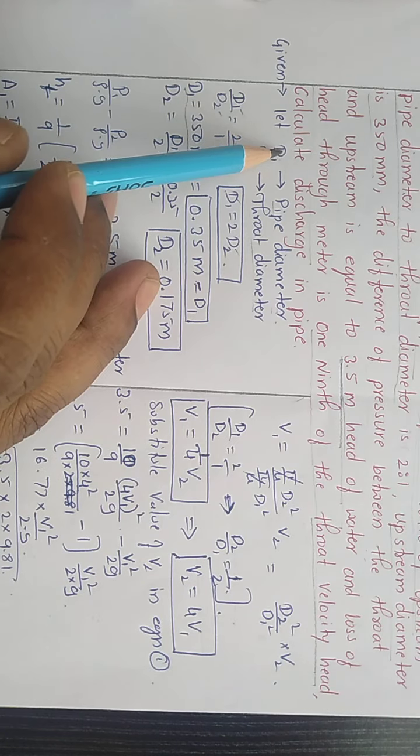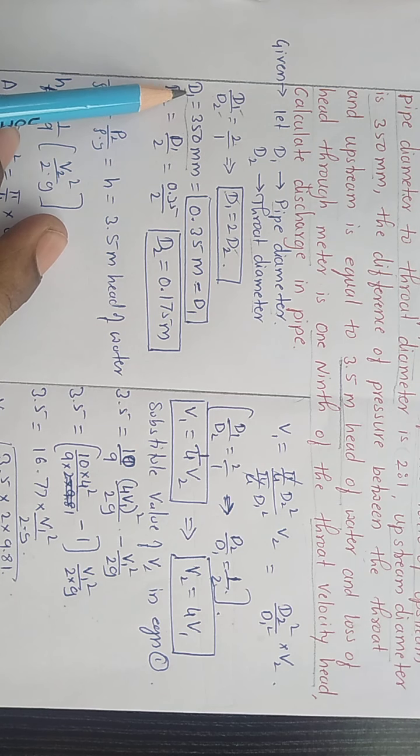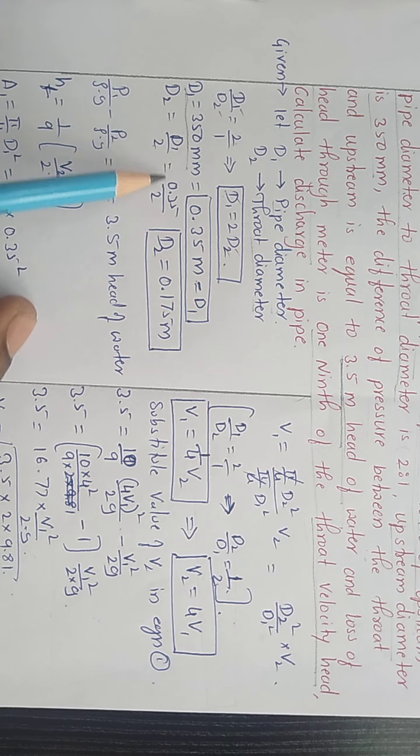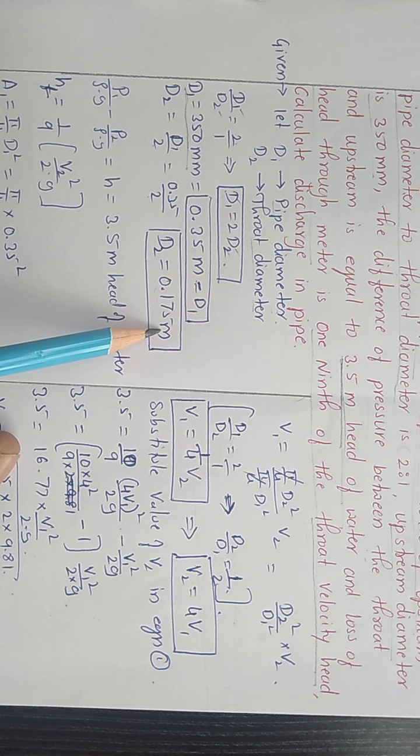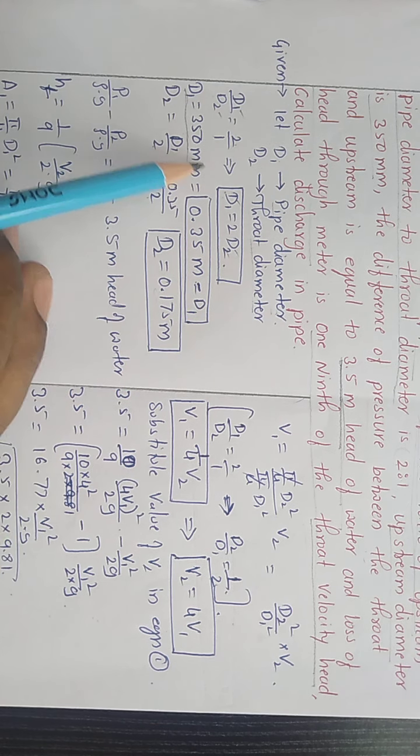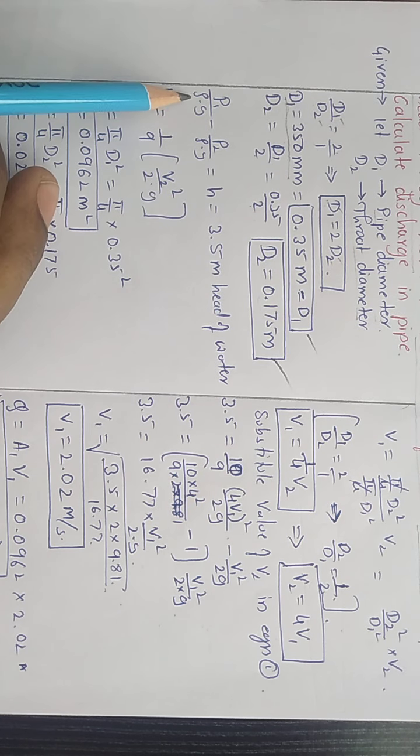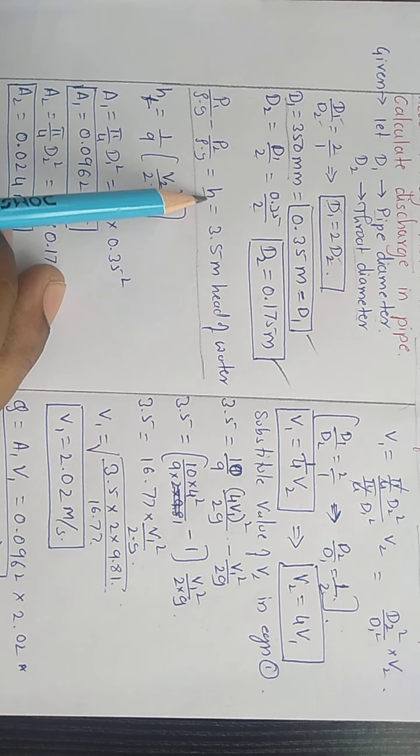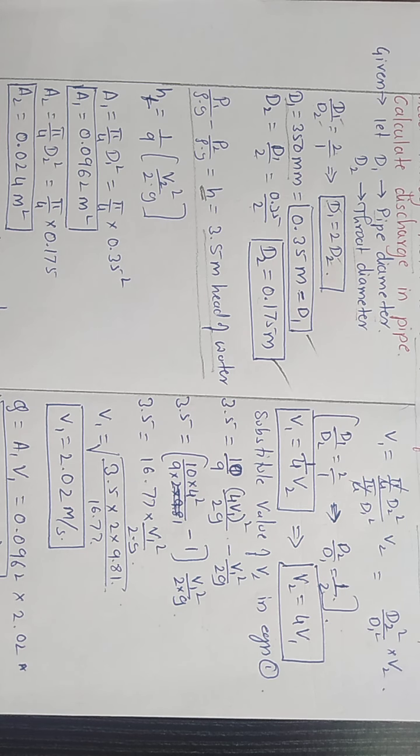So d1 and d2 we already know. D1 by d2 is 2 by 1, and d1 is given as 350 mm. D2 is equal to d1 by 2, that is 0.35 divided by 2, so d2 is 0.175. Now we know d1 and d2. He has given us the head, that is p1 by rho g minus p2 by rho g is equal to head, which is already given as 3.5 meter of head of water.